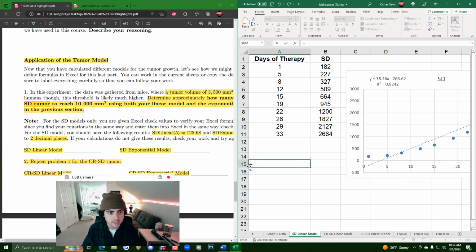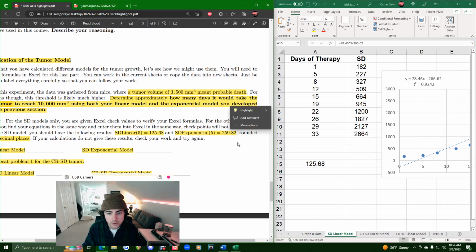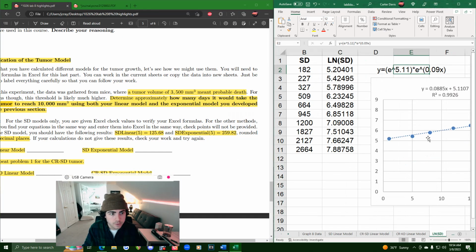Okay. So rounded to 2 decimals each time, we're doing 78.46 times x, which we're using 5, and then minus 266.62, and we get 125.68. That checks out. And then for the exponential model, we're hoping for 259.82. So we go to the exponential model, which we typed out here. Again, pretty rough, but let's type in the real deal here with 5 plugged in. All right, here we go. Oh, we're doing EXP of 511.